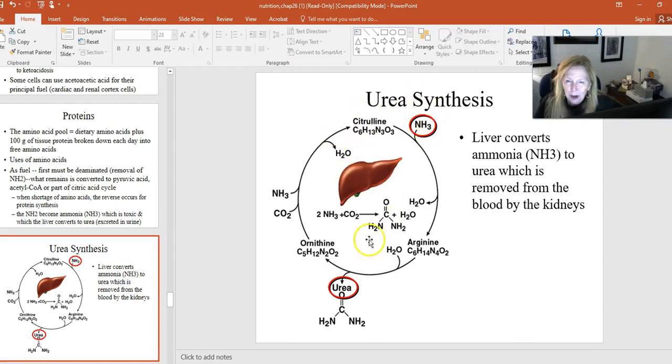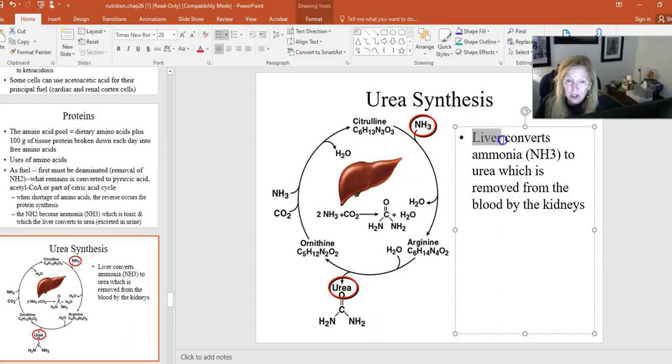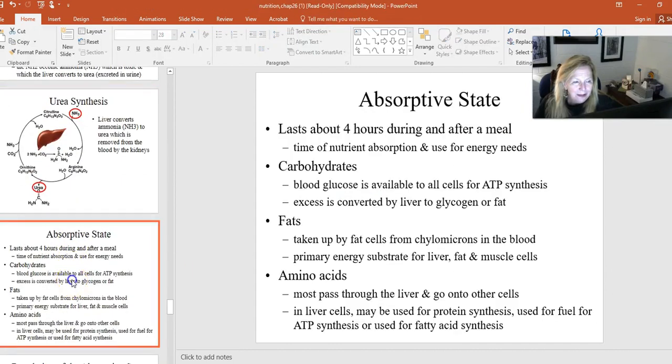Urea is a byproduct. We learned this is a byproduct of proteins breaking down. The liver actually converts ammonia to urea, which is then removed by the kidneys. We saw this in the urinalysis section. If the kidney's not functioning and able to do this, we can sometimes see ammonia building up in the system, and again, a problem with that.